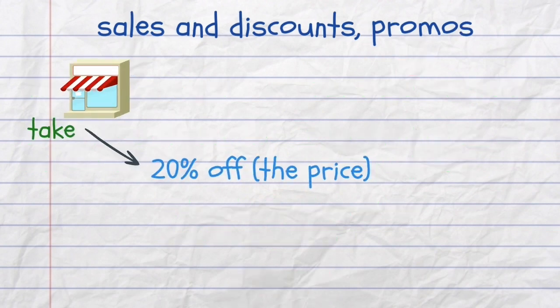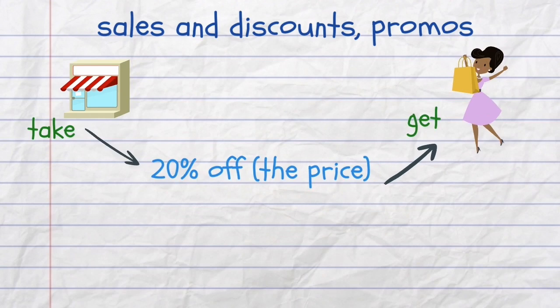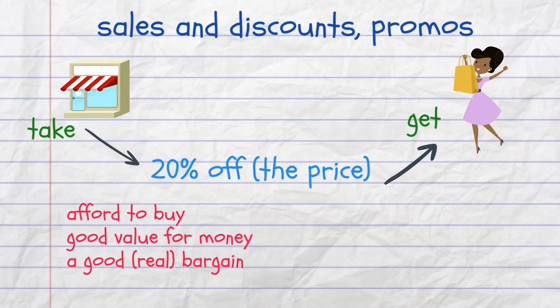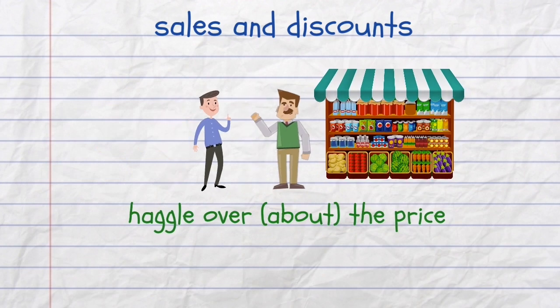In a sale, a seller, for example a shop, can take, say, 20% off the price, and you, as a buyer, can get 20% off the price. So you can afford to buy quite a lot of things, and a lot of items become good value for money or a good bargain, which means a profitable deal for you. You can negotiate a lower price or haggle over or about the price, but not in a shop. Usually it happens at the market.